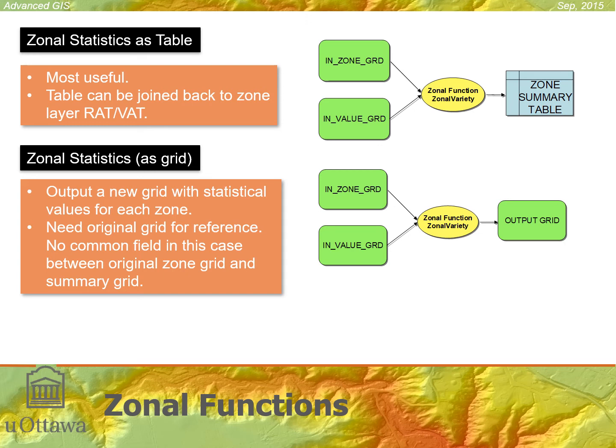Zonal statistics as grid outputs a new grid with the summary statistical values assigned to each zone cell. There is no common way to do anything with those other than space. So in a zonal output grid, you're usually going to be using that in some computation, whereby you need to know the value of the summary for each of the cells within each zone to multiply or divide by something else.